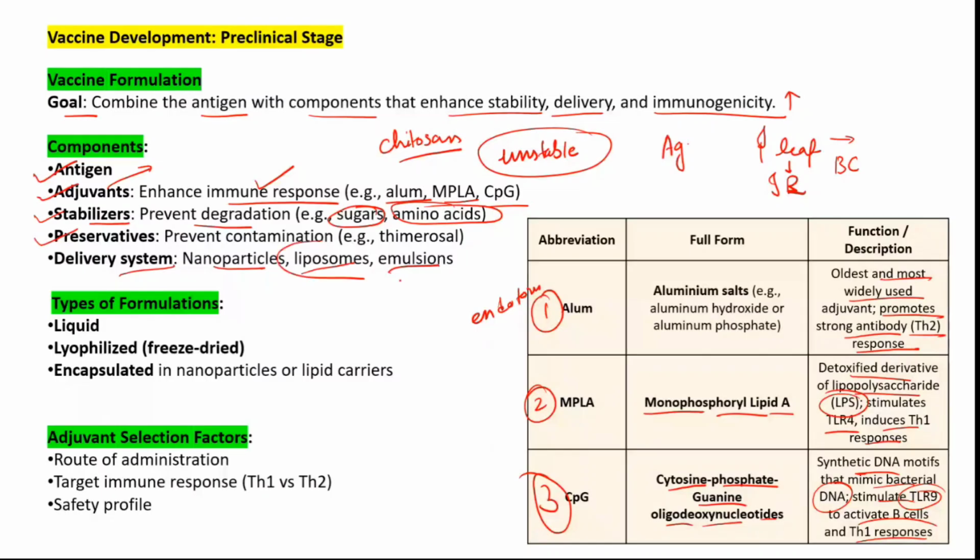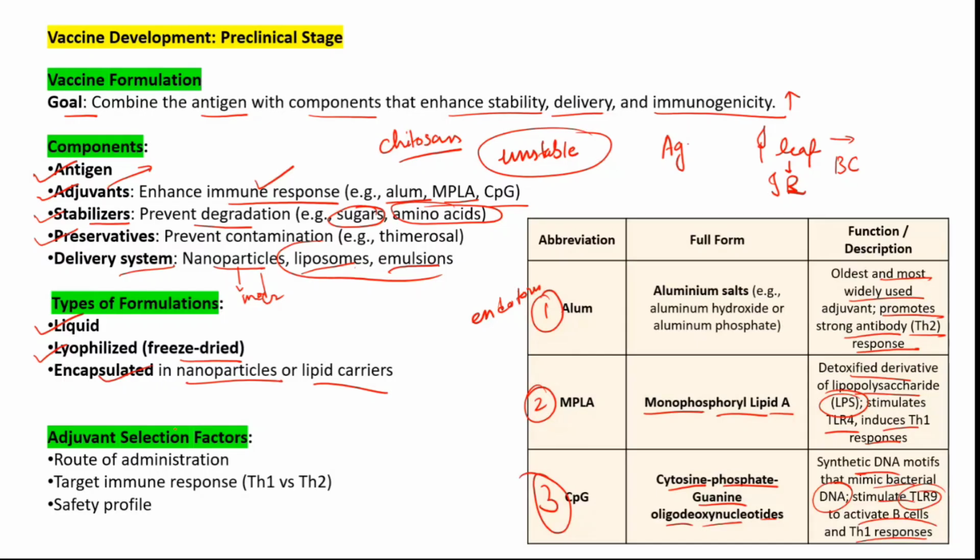This is modern day delivery, and liposomes and emulsions have been used for a very long time, because our body has hydrophobic moieties, so we can easily introduce our vaccine in liposomes, and it will be easily diffused in our body. Now types of formulation. We have liquid formulation, lyophilized freeze dried powder, and encapsulated in nanoparticle or lipid carrier when you are using liposome and emulsion. So it can be liquid, it can be powdered, and it can be encapsulated into nanoparticles.